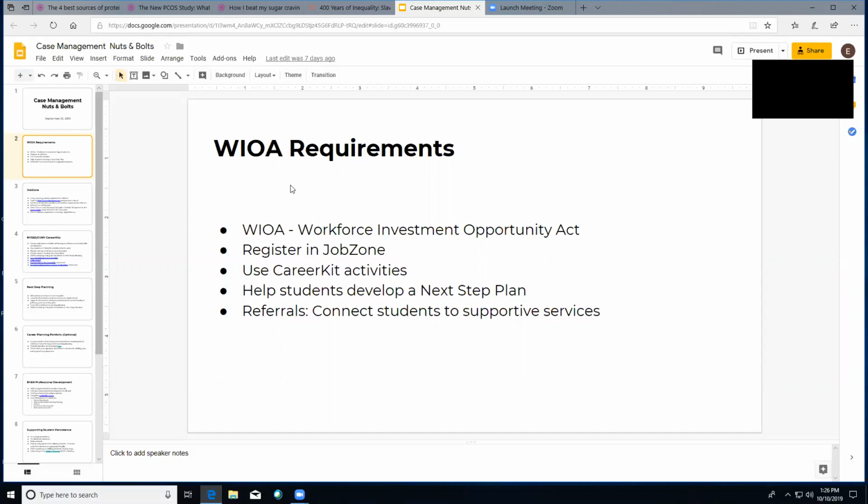And the last requirement is to support students. In some cases, that means giving them referrals. In some cases, it means just being really encouraging and supporting them, maybe helping them resolve any conflicts, communicate with instructors, things like that. Now I'm going to go into more detail on each of those requirements.